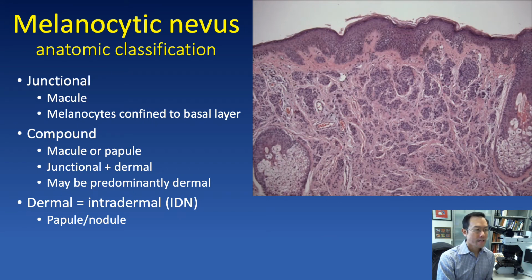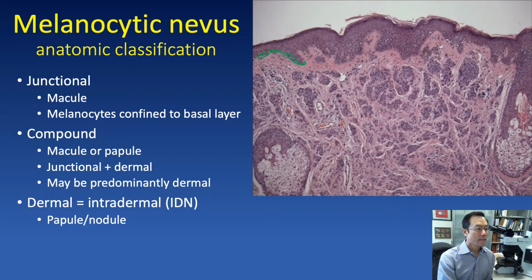Among the variety of ways that melanocytic nevi can be classified, the anatomic classification is probably the most common. So we have junctional, compound, and dermal or intradermal. We often say IDN for intradermal. So the junctional melanocytic nevus corresponds to a macular or flat lesion in which the melanocytes are confined to the basal layer of the epidermis.